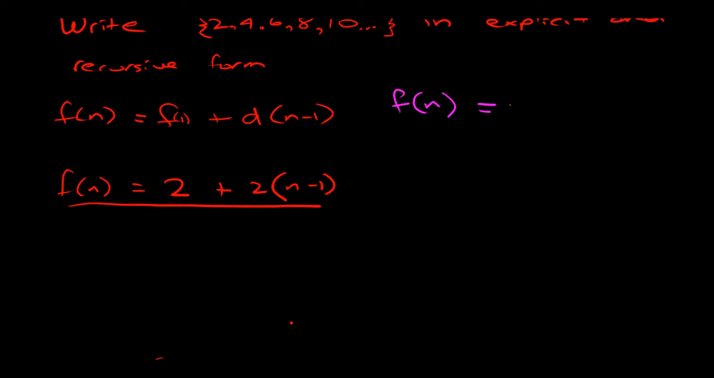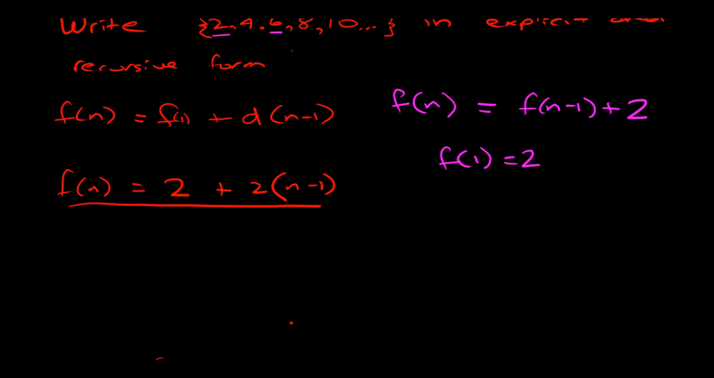Alright, f of n minus 1 plus the common difference, d, 2. But we also need to write the first term, which is 2. So f of 1 is equal to 2. And this works. Say we plug in the third term.